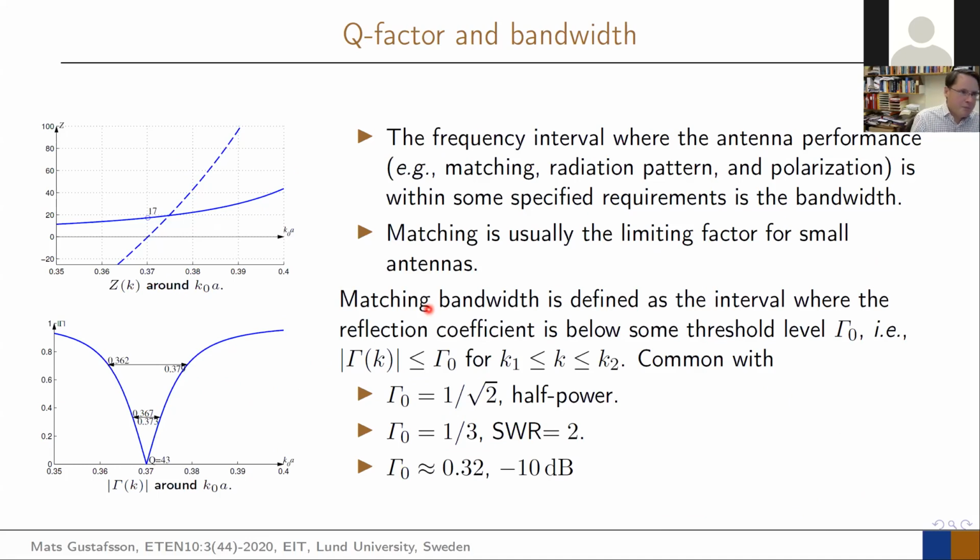So now if you have bandwidth, you maybe would like to relate it also to something that doesn't have to do really with the matching, and that's sometimes done with a Q factor for these antennas. In most cases, matching is the limiting factor for small antennas. And the matching bandwidth is then defined as this interval where your reflection coefficient is below some number here. And typically, half power, now it was 1/3, which is the same as standing wave ratio 2. And you can do reflection coefficient 0.32 in this case, which is very close to minus 10 dB. So you can see these numbers are very similar, all of them.